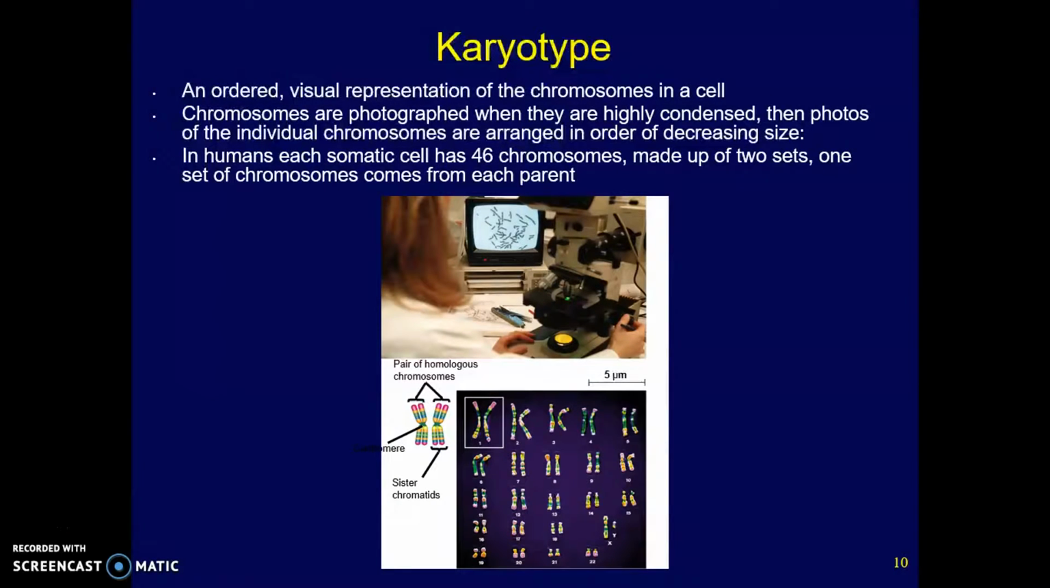A karyotype is what you would go to a doctor for to see if you had something wrong with your chromosomes, and it is a visual representation of the chromosomes in a cell. Every cell in your body, other than a sex cell, contains those 23 pairs of chromosomes. In humans, each somatic cell has 46 chromosomes made up of 2 sets. One set of chromosomes comes from each parent. So you inherit one of those homologous chromosomes from dad and one from mom.